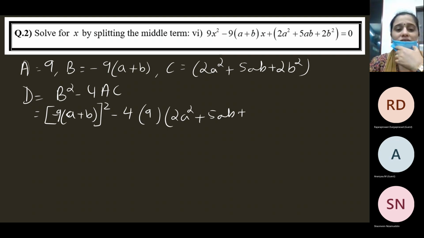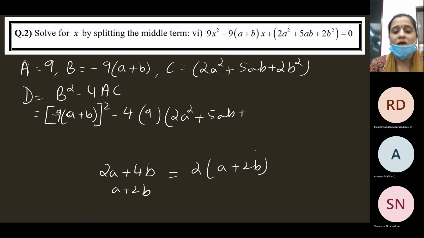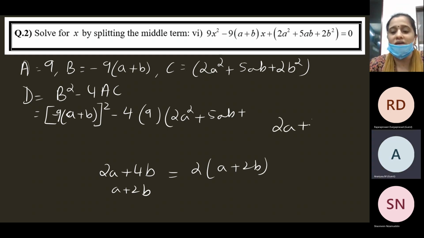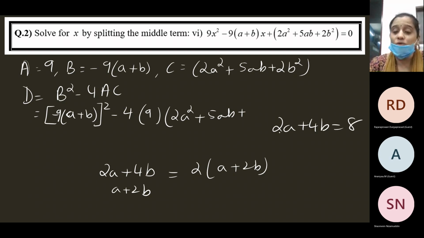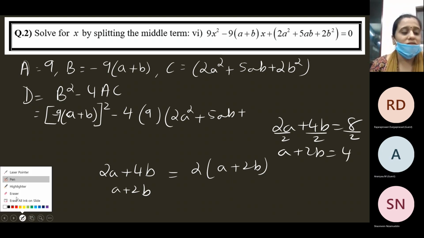It's not an equation. Like, for example, see, if you have an expression like 2A plus 4B, you cannot reduce that to A plus 2B. You can only take out 2 common and write it as 2 into A plus 2B. Yes or no? But if you have 2A plus 4B is equal to 8, then you can divide both the sides by 2 and write it as A plus 2B is equal to 4. Correct? Yes, ma'am.